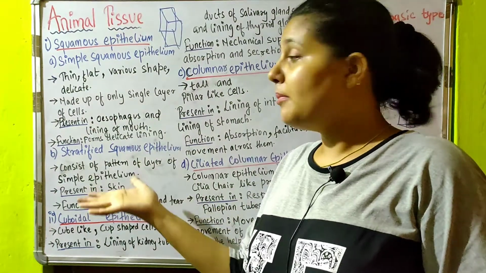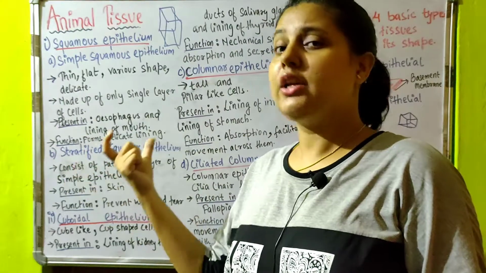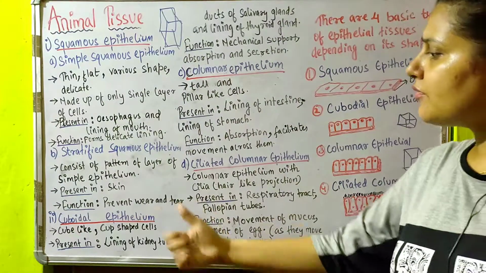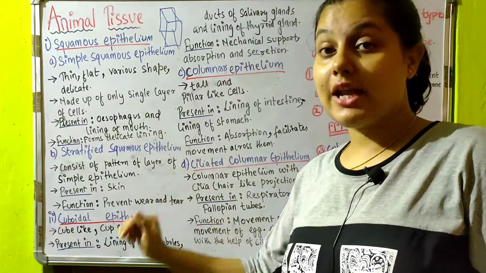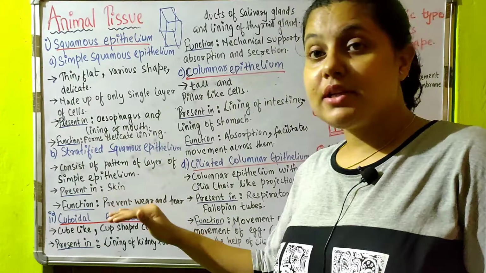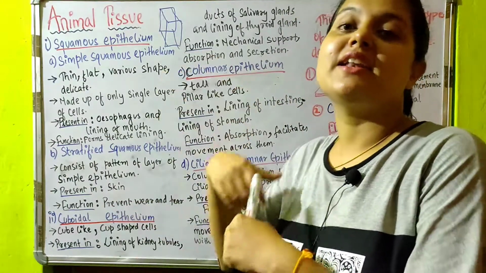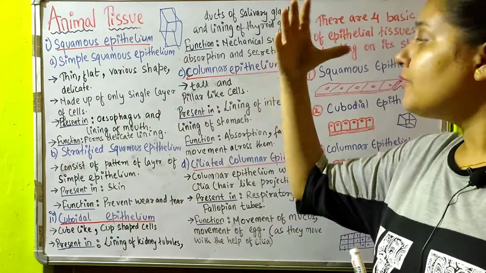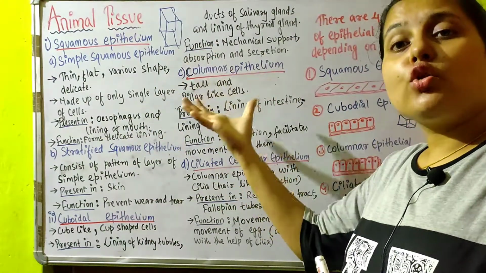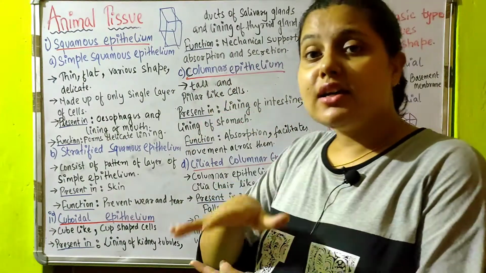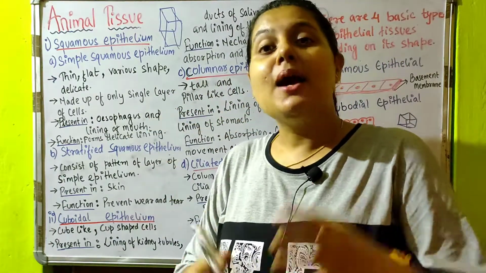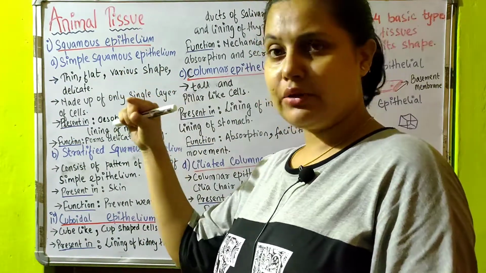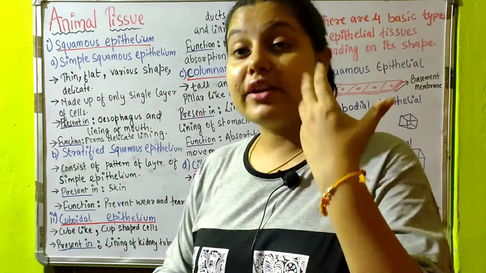Whenever you come across the word stratified, stratified means multiple layers. If I say stratified cuboidal epithelium, that means the cuboidal epithelium has multiple layers and it is making a stratified cuboidal epithelium. In the same way, if I have a stratified columnar epithelium, that means the columnar epithelium is making multiple layers.